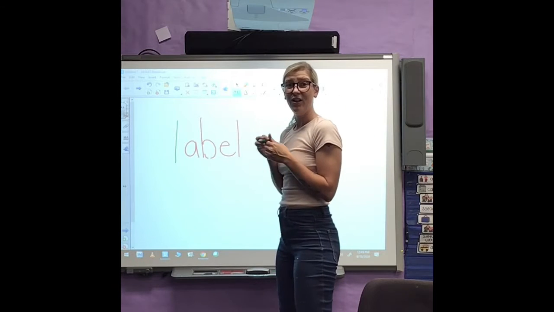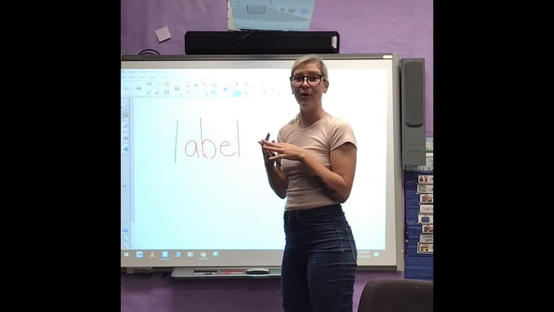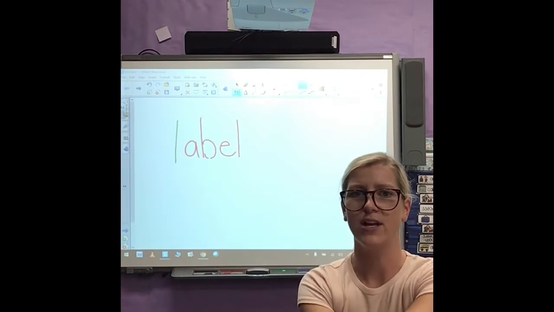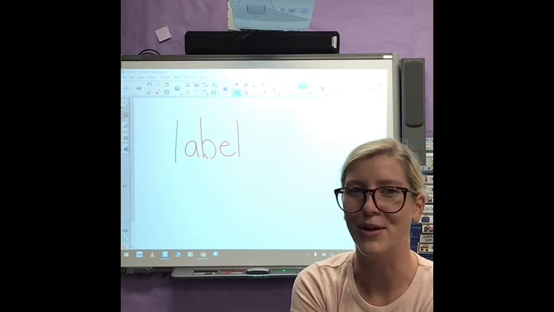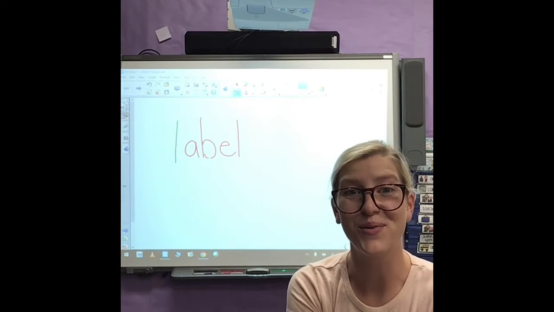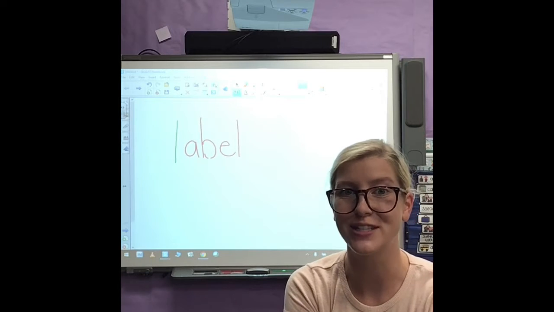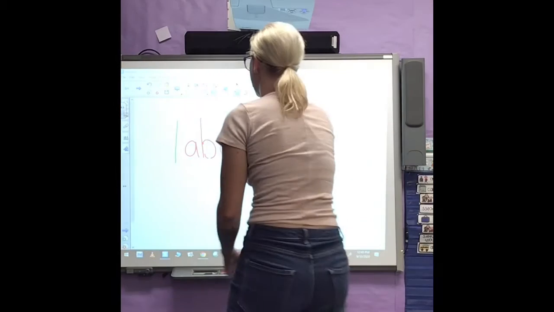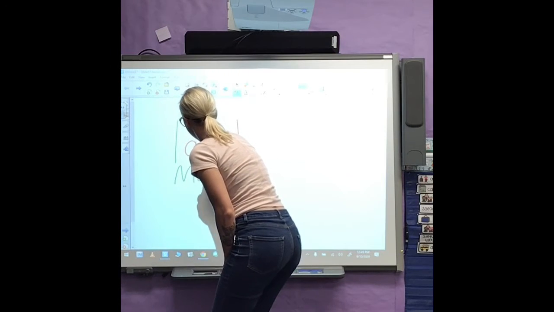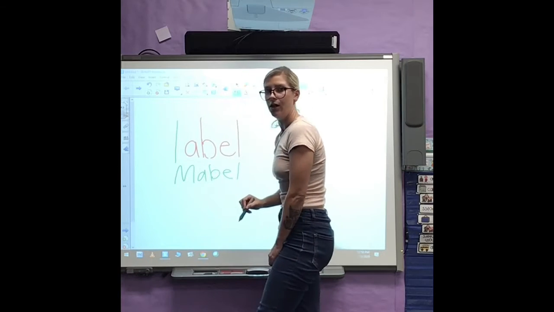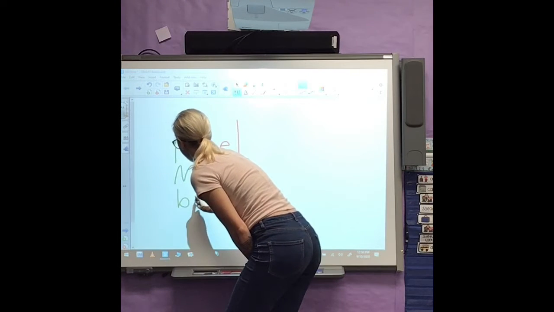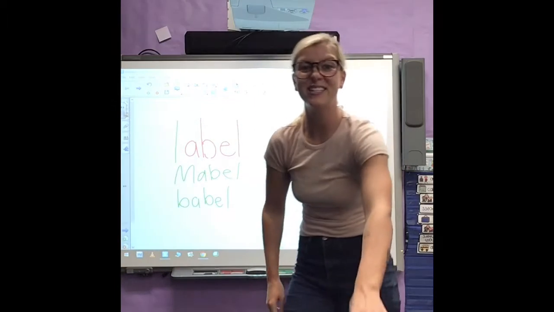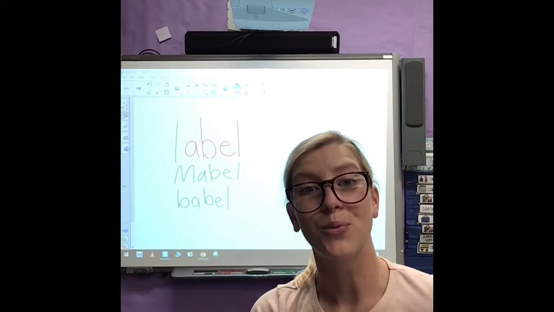So Mabel, Babel, and label, those all have something in common. Can you think of what all of those words have in common? Mabel, Babel, label. They all rhyme. When we just change the first letter, the words have the same ending, so they rhyme. Label, Mabel, and Babel. All of those words sound the same at the end, so they rhyme.